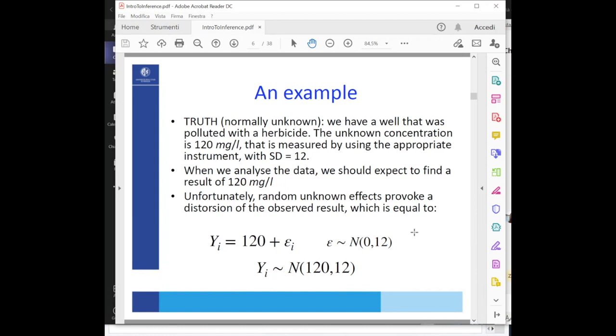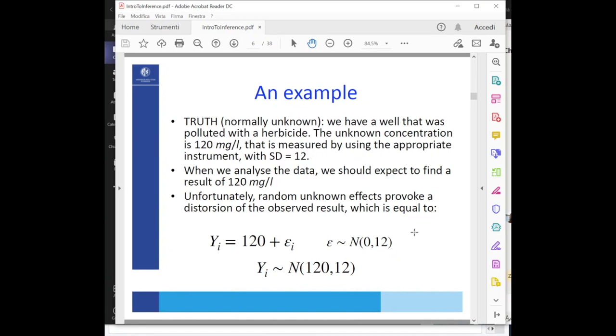And we measure such a concentration by using a chemical instrument which gives a standard deviation equal to 12. When I measure, no instrument is absolutely precise. Every instrument has its own uncertainty. Usually it is smaller than this. I wanted to make it slightly bigger, otherwise it's difficult to show you the effects. But in any case, although it is smaller, the uncertainty is always there.